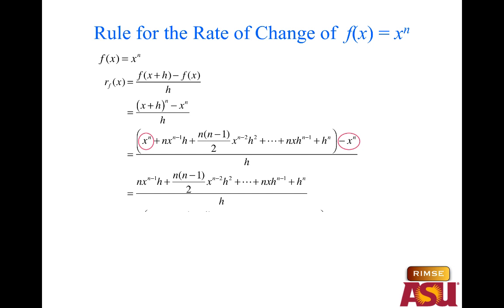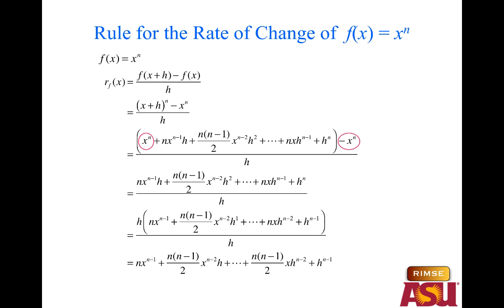Now what's true about every remaining term? They all have an h in it, because starting with the second term, it has h to the first, and the h powers go up. So now every remaining term has an h, and we can factor it out. Factor out that h, h over h goes away, and we get n times x to the n minus 1. And then what's true about all the rest of the terms? Starting with the second term, those all have an h. We want the exact rate of change, which means h is essentially 0, which leaves us with nx to the n minus 1.